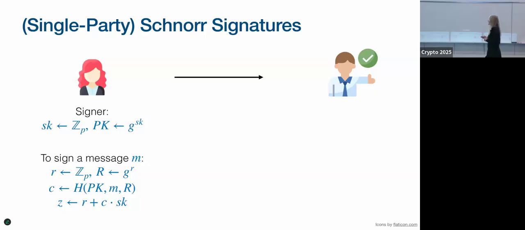And in order to sign a message M, the signer first samples a random nonce r, and then computes a commitment capital R, which is the generator raised to the secret value r. Then they compute the hash, which is the challenge c in the Schnorr identification protocol. So this hash takes as input the public key, the message, and the nonce commitment. And then they form their value z, which is r plus the hash times the secret key. And overall, the signature consists of this nonce commitment R and value z.